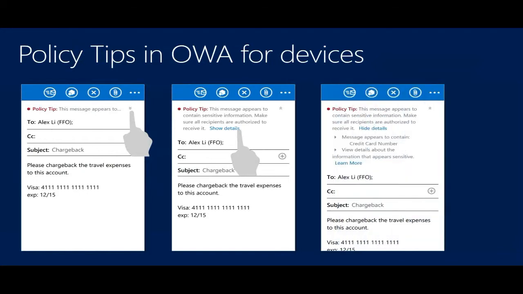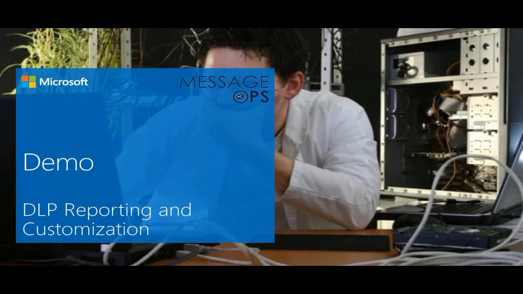So you can see that the policy tips come up. You can get details just by clicking on Show Details, and it will say that this has a credit card number in it, and we won't let it go out. So a pretty cool tool for your end users. And really the whole thing is it's included with your Office 365. We'll show you which plans it includes here at the end.